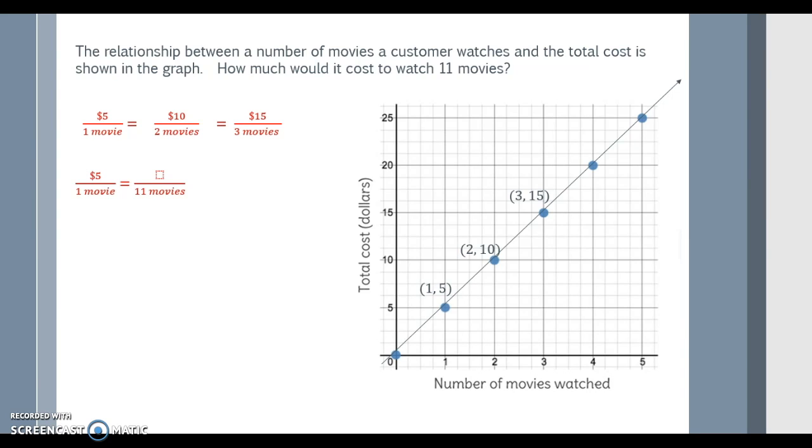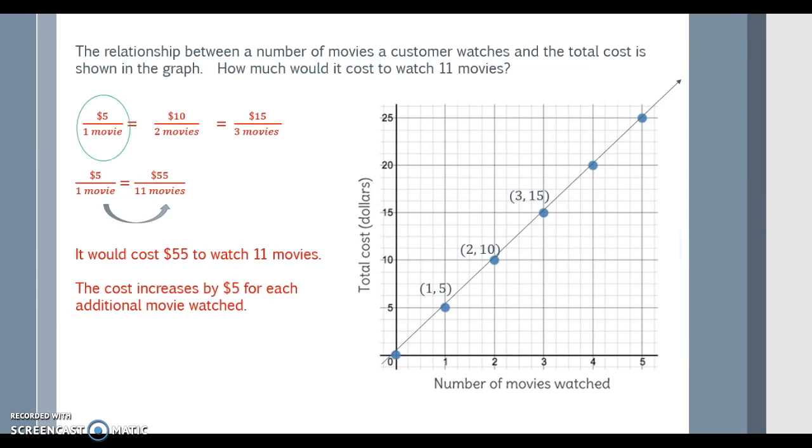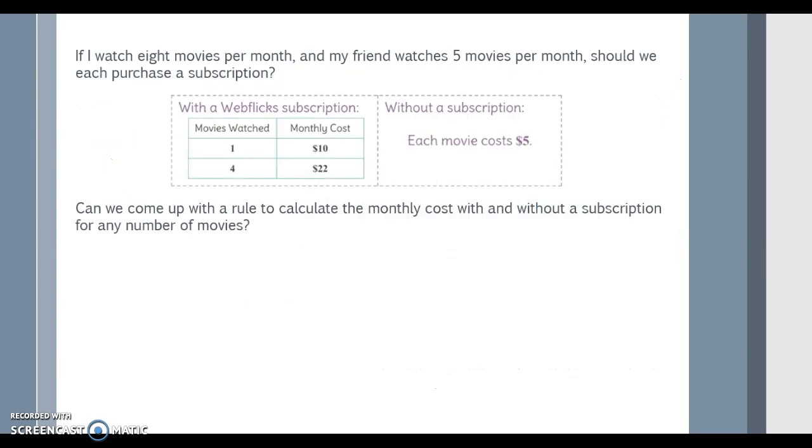If I know that one movie is $5, well, I know that 1 times 11 is 11 movies, so 5 times 11 is 55. It would cost $55 to watch 11 movies. The cost increases by $5 for each additional movie that we watch. So this tells us about how the values are changing together.